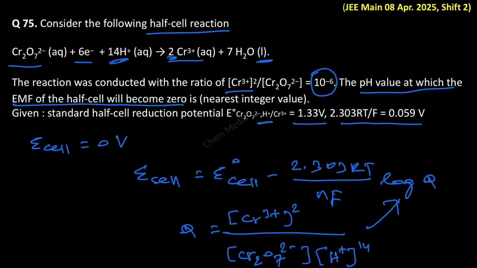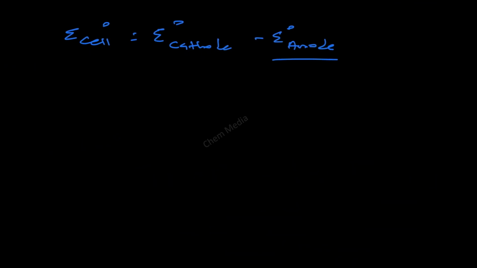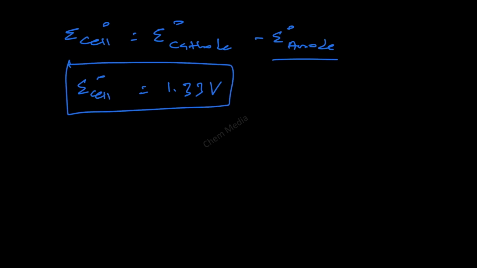What this means is that the potential of this single electrode is measured against a standard hydrogen electrode. We know that for the standard hydrogen electrode, it is 0 volt because that is a reference electrode. So, that is a tricky part in this question. Therefore, for the anode, we have to take it as 0. Please do not think that the value is not given. So, for the cathode, the value given is 1.33 volt. Therefore, the E cell standard is equal to 1.33 volt.